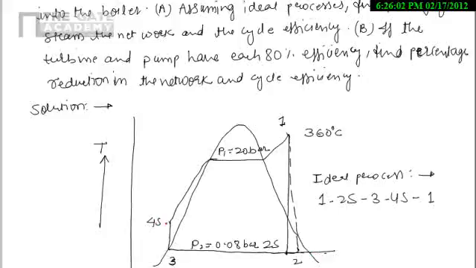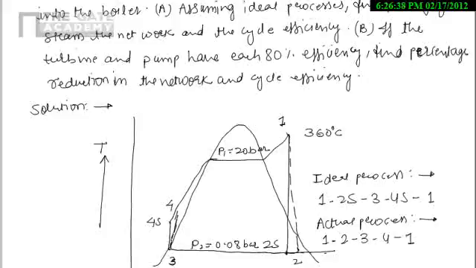Similarly, 3 to 4s we are having constant entropy, that is ideal, but in reality there will be an increase in entropy. So here we are having 4. So now the actual process I can say is 1, 2, 3, 4, 1. That is our actual process. So this one is the representation of the ideal and the actual process on TS diagram.